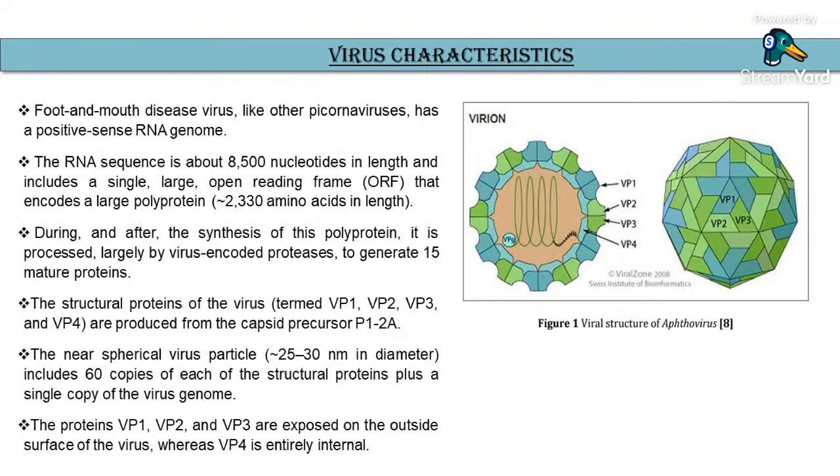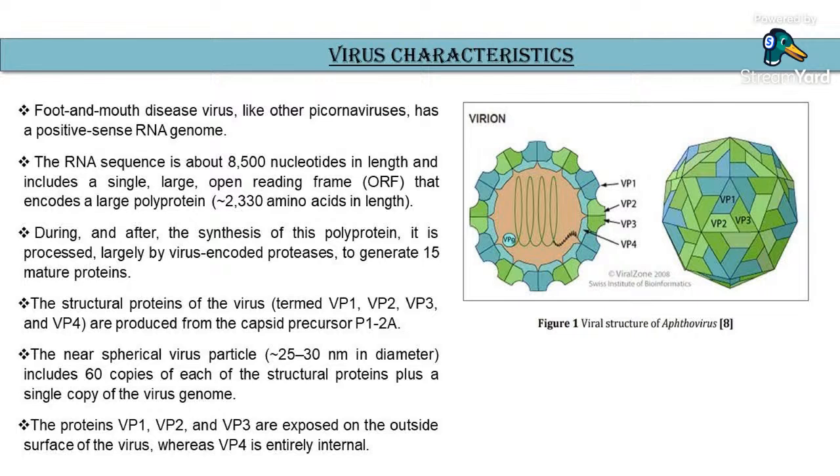Open reading frame: it is defined as spans of DNA sequence between start and stop codons. During and after the synthesis of this polyprotein, it is processed largely by virus-encoded proteases to generate 15 mature proteins, and the structural proteins of the virus are only four.